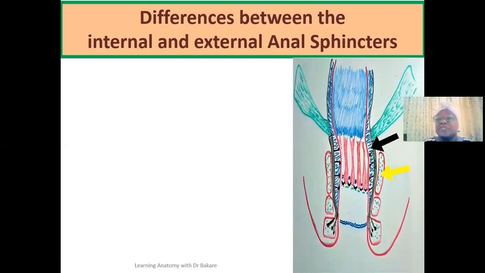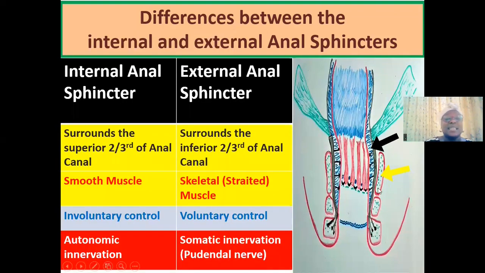So going through the differences, we can say that the internal anal sphincter is seen to surround the anal canal at the superior two-thirds, while the external anal sphincter is seen to surround the anal canal at the inferior two-thirds. Also, the internal anal sphincter is made up of smooth muscle, while the external anal sphincter is made up of the skeletal or sphincter muscle.